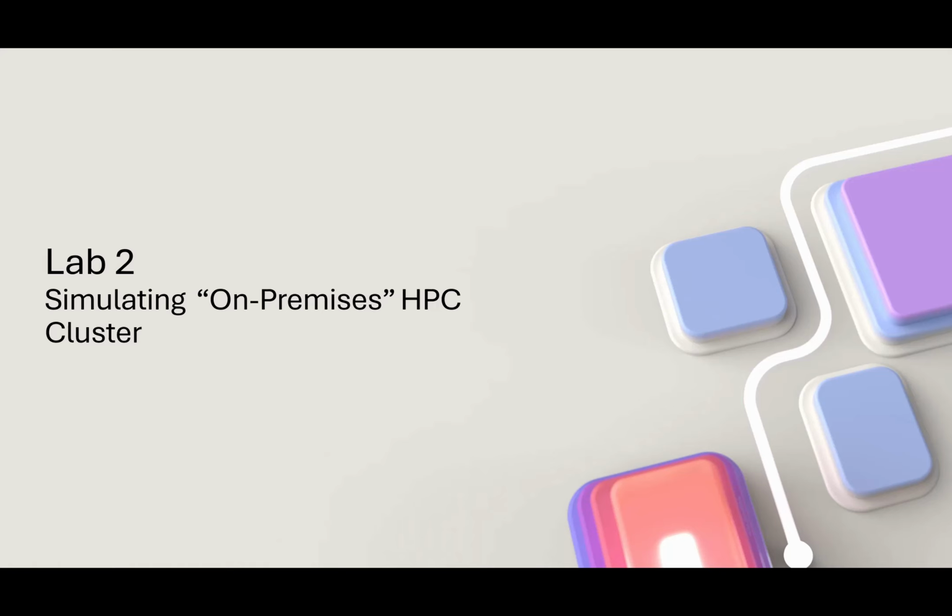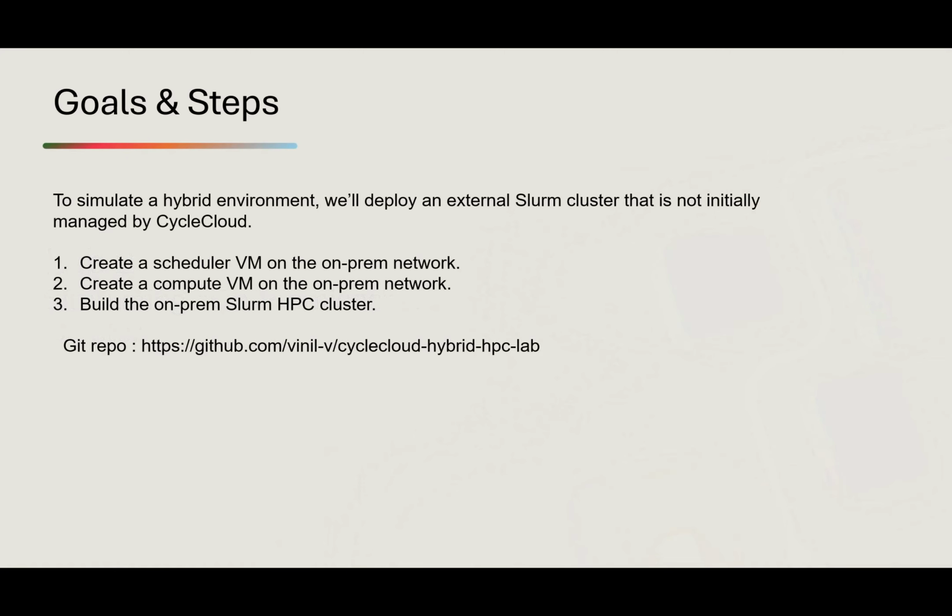In this lab, we are going to simulate an on-premises HPC cluster. To simulate a hybrid environment, we will deploy an external Slurm cluster that is not initially managed by CycleCloud. To simulate this on-prem environment, we are going to create two VMs. One is for the scheduler, another one for compute, and we will deploy these VMs in an on-prem network that we created. And then we will create a Slurm cluster using some scripts, which I kept in the Git repo.